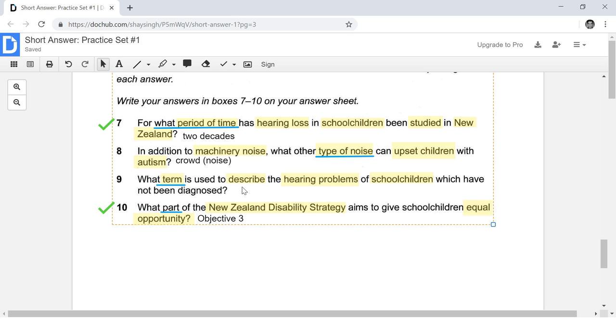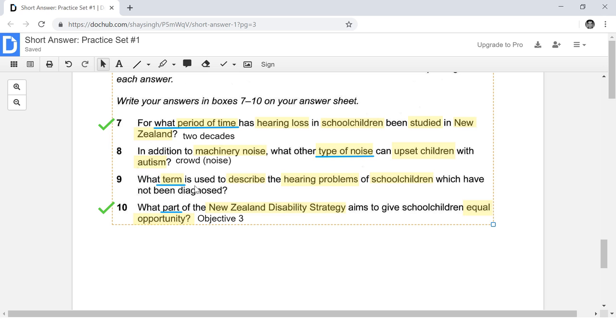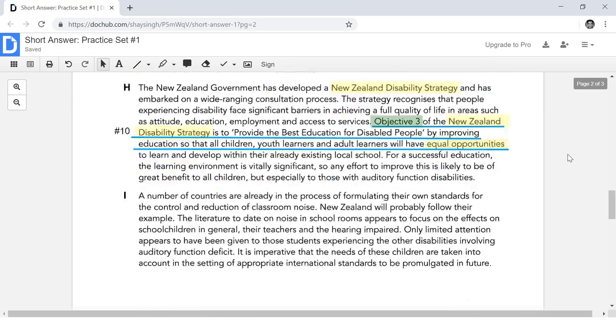So let's go ahead and look for those keywords: term, hearing problems, and school children. Diagnosed might be another keyword. We'll keep an eye open for that one as well. Let's see if we can find these.